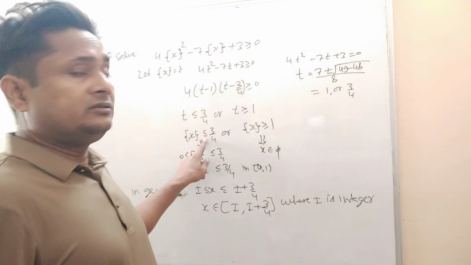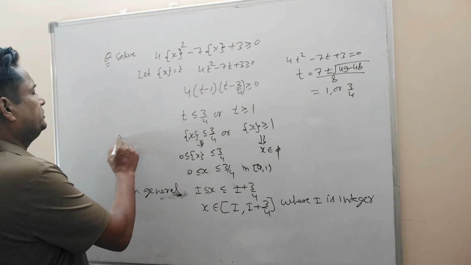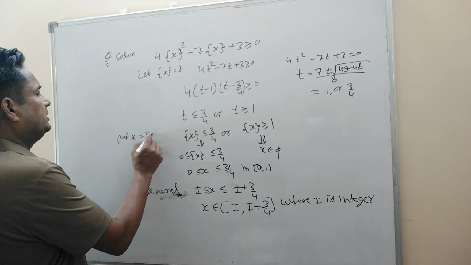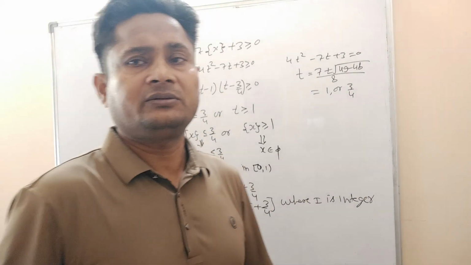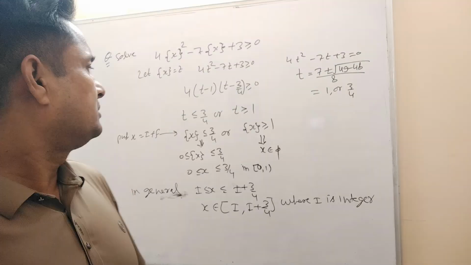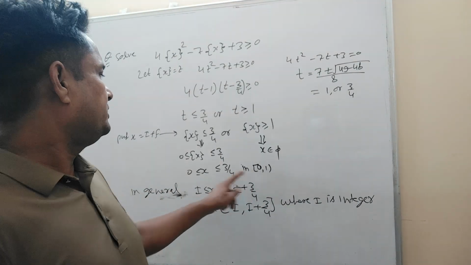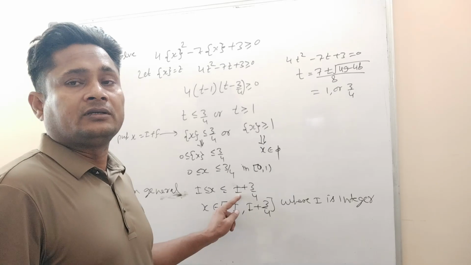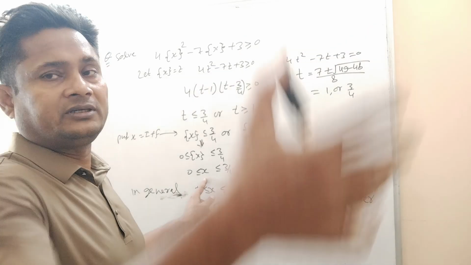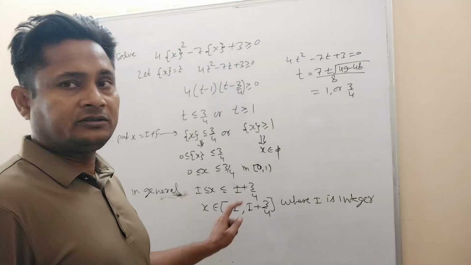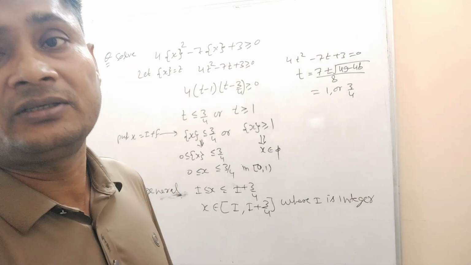You can solve this by another method. By what? Put x equal to I plus f in this one, and you can solve as I told in previous questions. So this is the answer for this one. Directly you can write in 0 to 1, the answer will be this one. But if you want it generalized on the whole real line, then add integers on both sides. So this will be [I, I plus 3/4]. This is the final answer of this one.